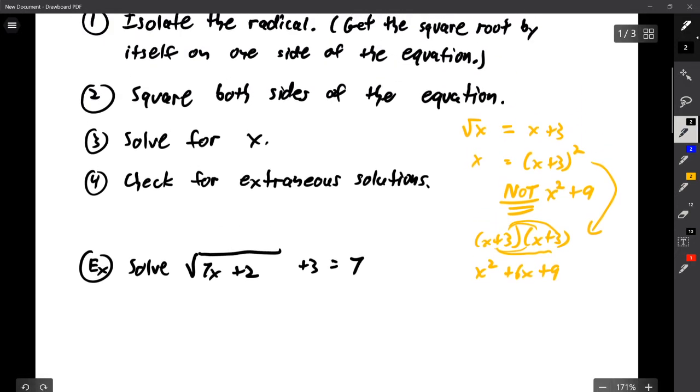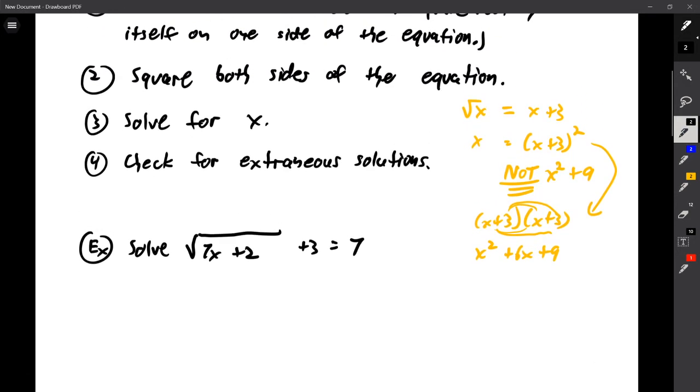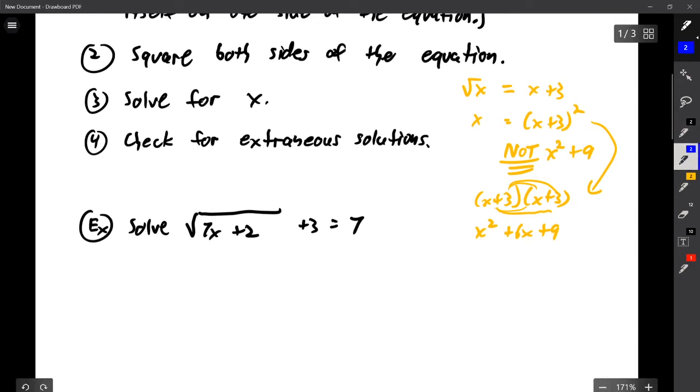All right. So step 1, isolate the radical. What do we have to do to get the radical by itself here? We need to subtract 3 from both sides. So I'll show that step here just so that it's really clear what I'm doing at first. But in your work, if you don't want to show the minus 3 on both sides, that's fine. You can just jump straight from what you're given there to the square root of 7x plus 2 equals, what do we get now? 4.